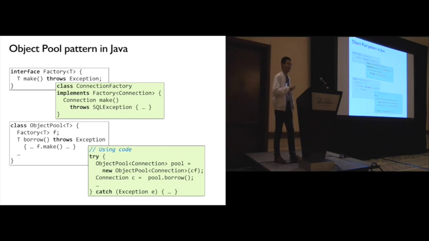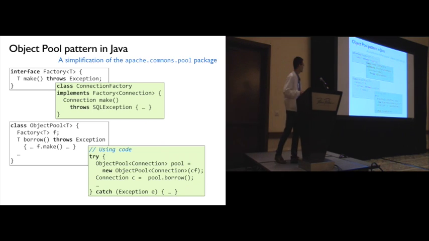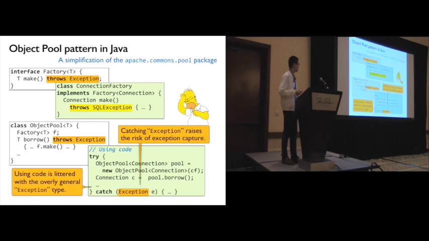In fact, this is what happens in Java. It's code extracted from the Apache Commons project. The factory interface declares throws Exception, so a particular implementation can refine this exception. But this also forces the client code to handle the overly general exception type. And this is no better and perhaps worse than using a runtime exception. And catching the overly general exception type can raise the risk of exception capture.